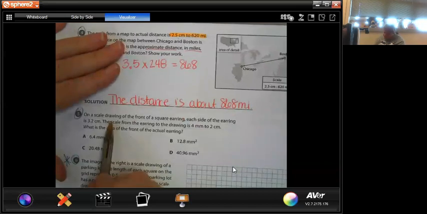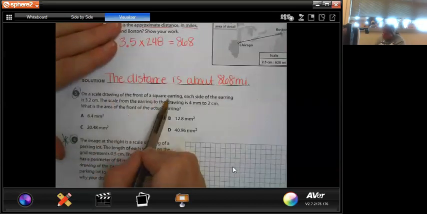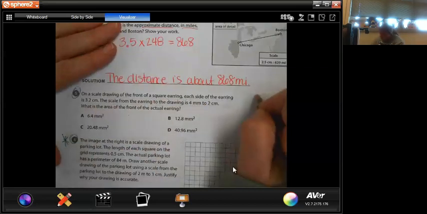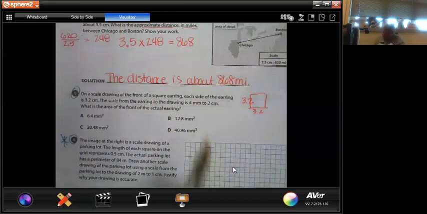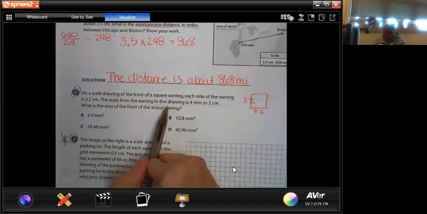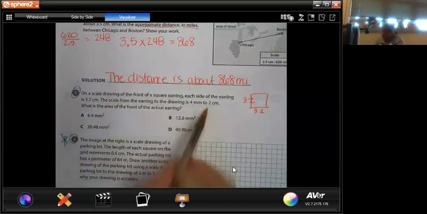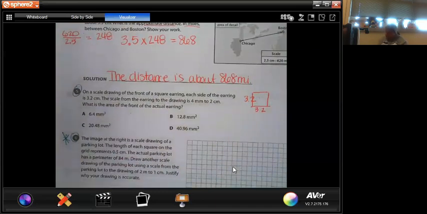All right, number 5. On a scale drawing of the front of a square earring, each side of the earring is 3.2. I don't know about you guys, but I always like to draw it out. I'm a very visual person. All right, the scale from the earring to the drawing is 4 millimeters to 2 centimeters. What is the area of the front of the earring?